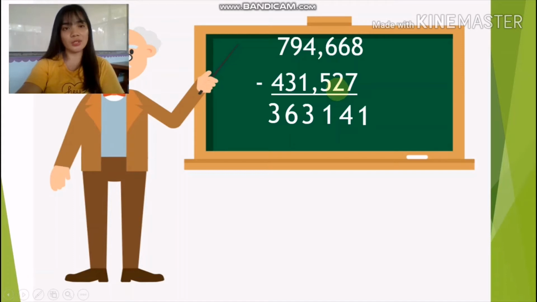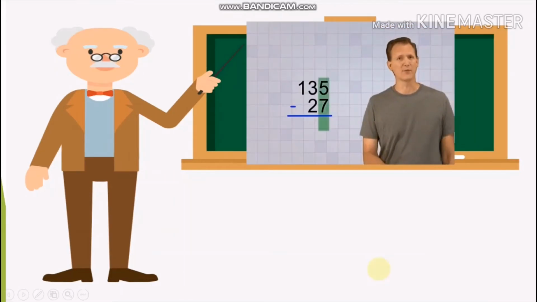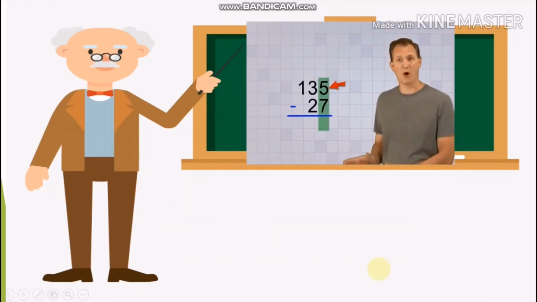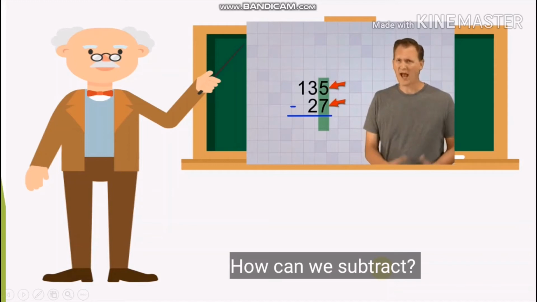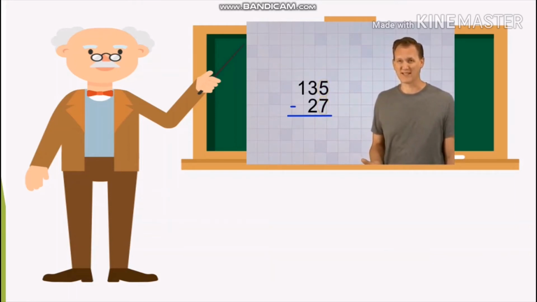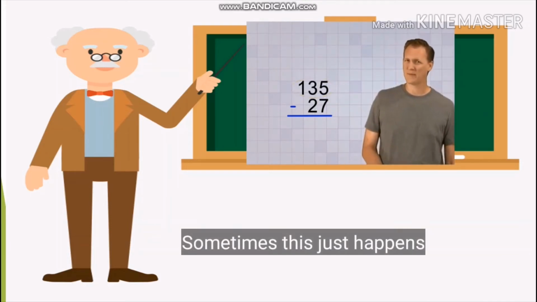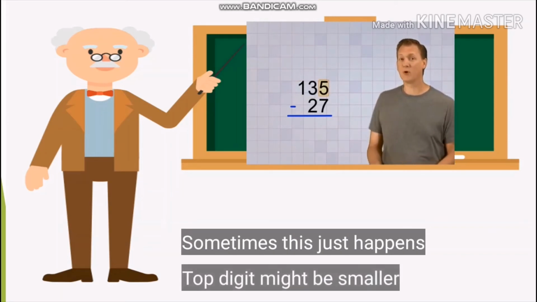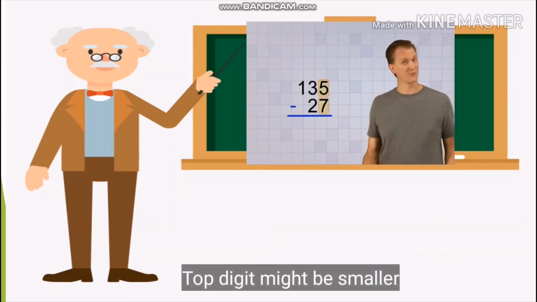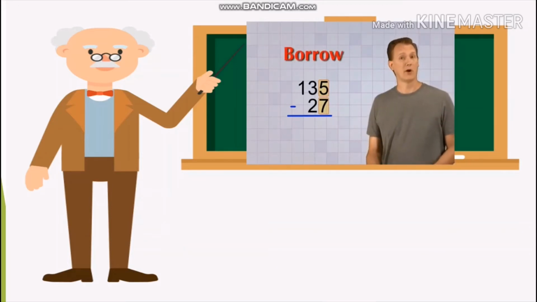What if some of the numbers in this upper number is lower than our numbers here below? So what are we going to do? So let's take a look at this simple video. In our ones place column, the digit on top is smaller than the digit on the bottom. How can we subtract a bigger digit from a smaller one? Did we make some kind of mistake? No, we wrote our problem correctly. The bigger number is on top. Sometimes this just happens. The top digit might be smaller than the bottom digit, so you can't subtract it, unless you borrow.